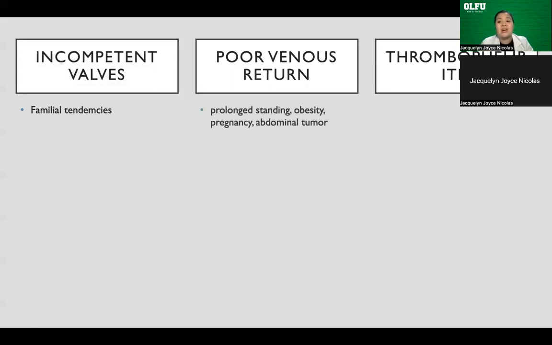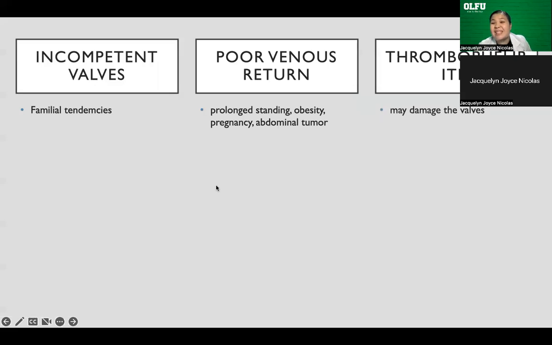Or poor venous return, laging nakatayo. That's why varicose veins are common among sales lady. Yan. Kaya nga, di ba dapat yung mga sales lady naka-support stockings para may support yung, again, yung great saphenous nila, or else, pag laging ganyan, syempre, magkakaroon ng varicosity. Obesity, the same. Di ba? Pregnancy, lalo na. And of course, abdominal tumors. Because it pushes the blood downwards. Okay? So, yun. Now, it could also be because of thrombophlebitis.